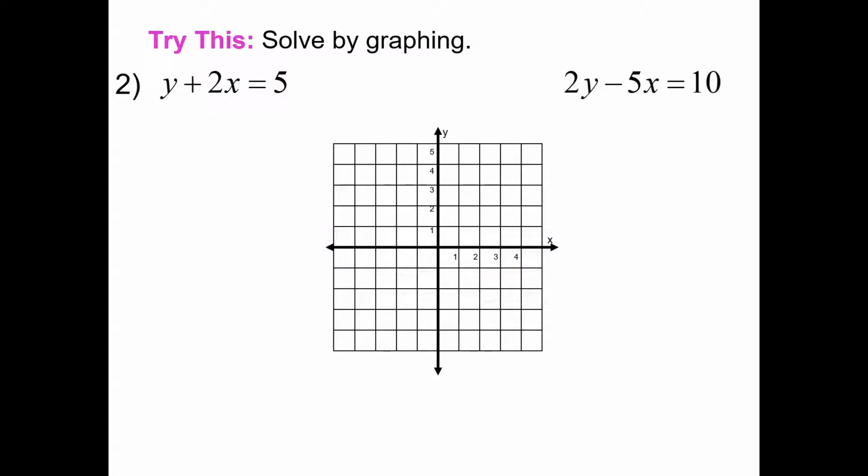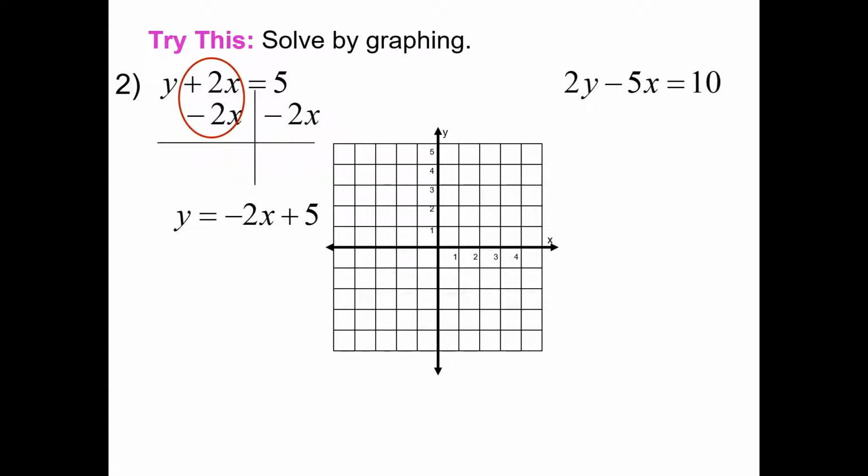All right, another problem. y plus 2x is 5. So I'm going to move that into slope-intercept form. I do that by moving the 2x over. And I've got a slope of negative 2 and a y-intercept at 0, 5. So I'm going to put my y-intercept, and use my slope to find some more line points. Drop a line. I've got to do some manipulation to the other equation as well.